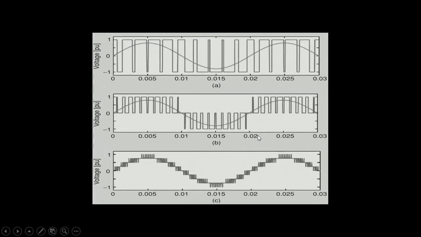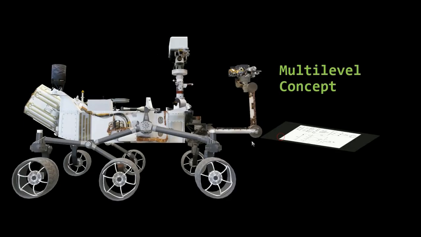This is a graph that represents the comparison between a 2-level, 3-level, and a 9-level inverter, in which we can see that the higher the level of the inverter, the more sinusoidal-like it gets, and the more accurate the result that we get from the inverter.